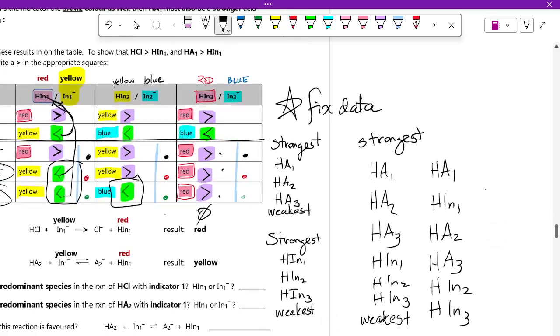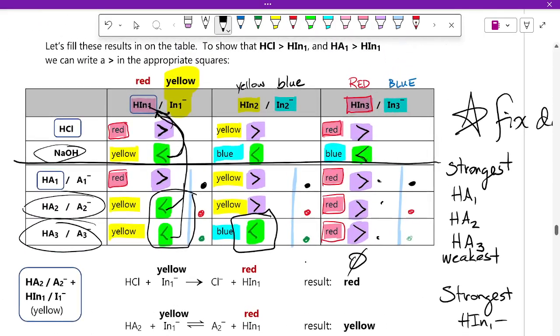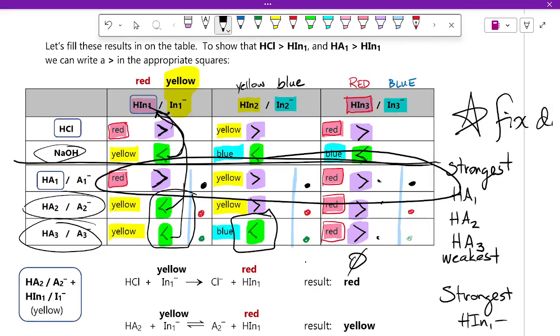You're going to have to do direct comparisons between the HAs and the HINs. How do we know the order of the HINs? These ones, 1, 2, 3. The HAs, because when we went across this way, HA1 was stronger than the indicator, stronger than the indicator, stronger than the indicator. HA2 was only stronger than 2 of the indicators. And HA3 was only stronger than 1 of the indicators.